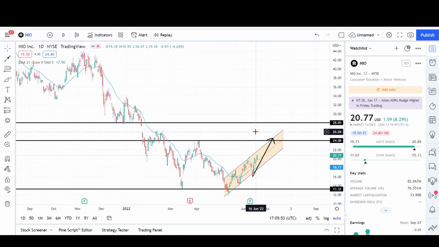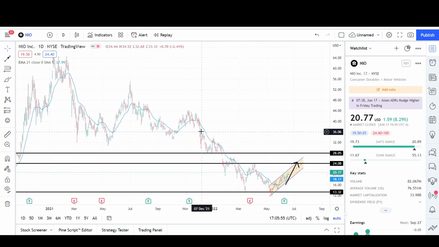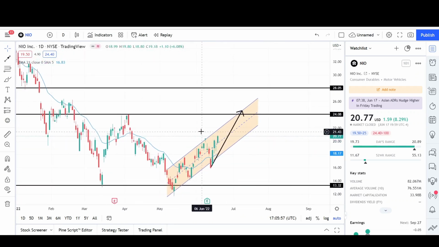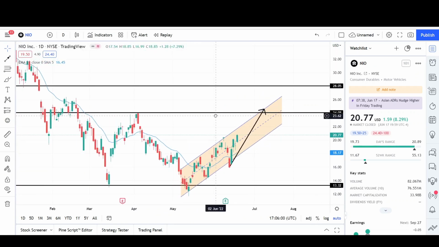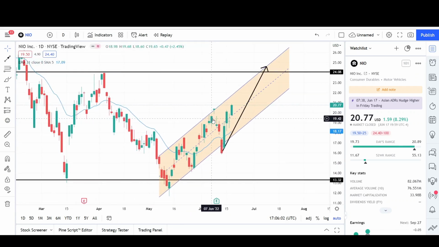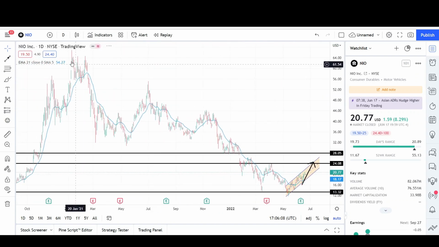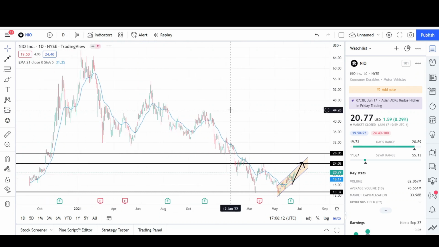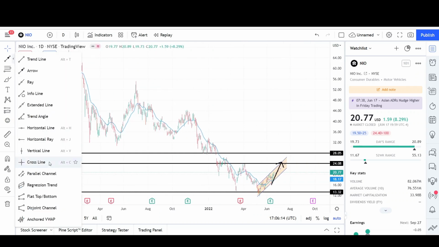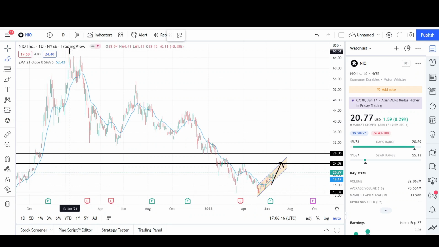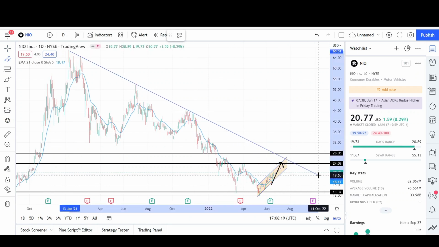Now, in the grand scheme of things, this is still a downtrend. If I zoom out, you see, if I zoom in, it looks bullish. If you're just trading this chart, you'd probably be looking for longs to this $24 level. Now, if I zoom out, you can see that we've been going down since January 2021. So more than a year, we've been going down. Now, if I connect the swings, you can see that overall, this looks just like a pullback in this downtrend.